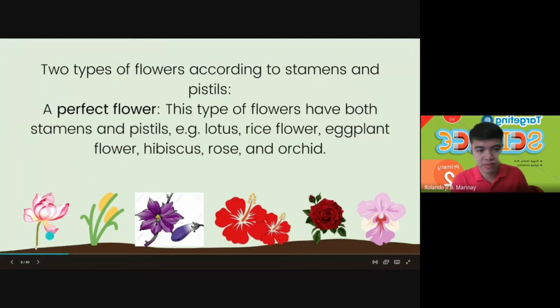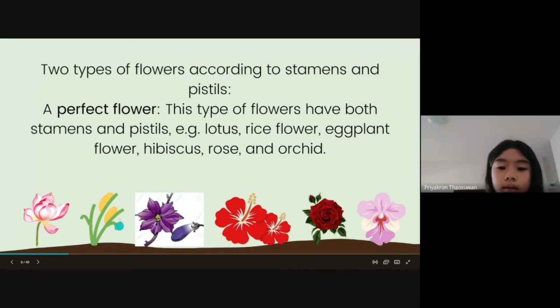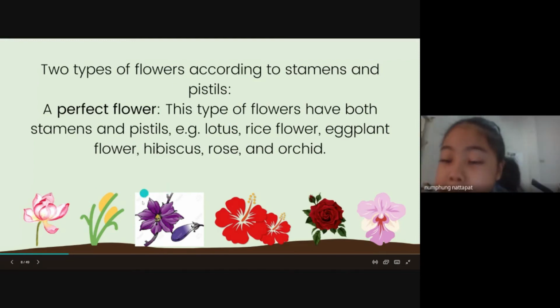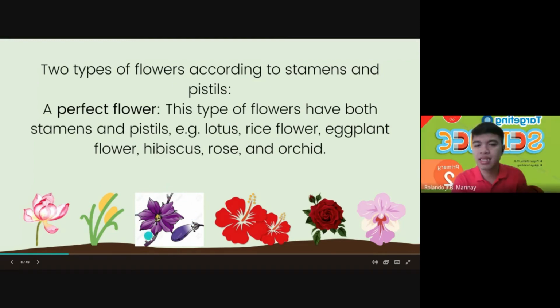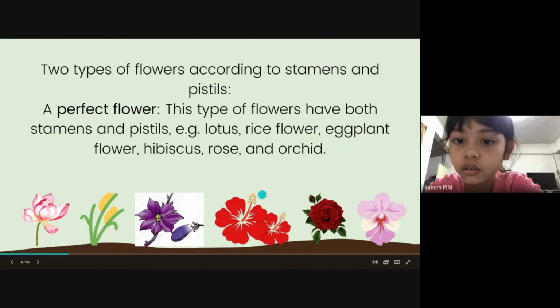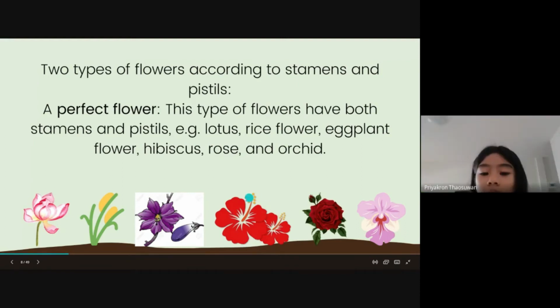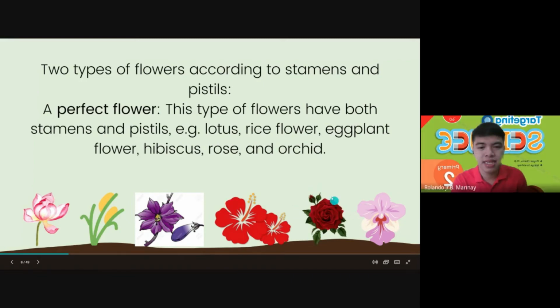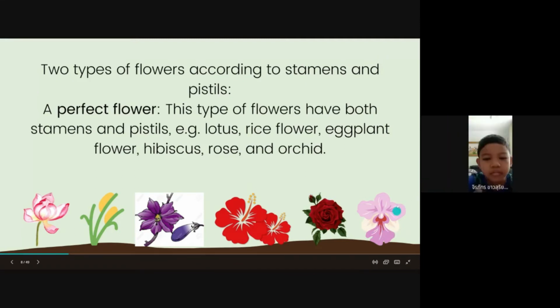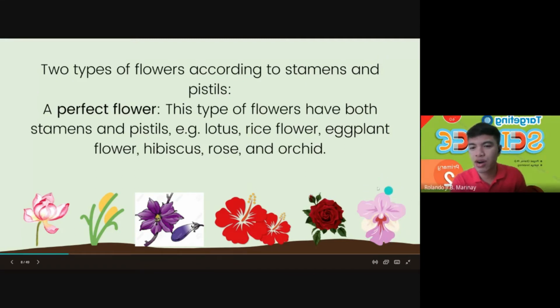Example, the lotus. What's this? Say lotus. Lotus. This is a rice flower. Rice flower. This is an eggplant flower. Eggplant flower. This is a hibiscus. Hibiscus. This is a rose. Rose. And this is an orchid.